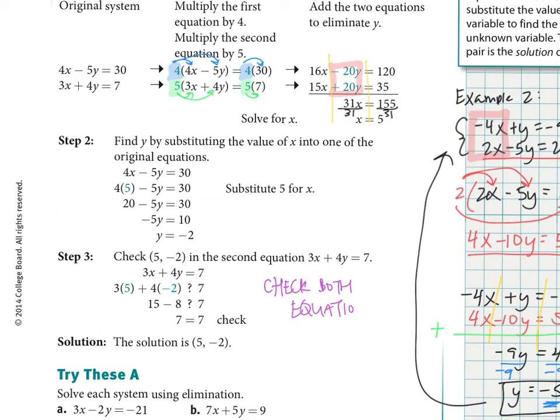I know they may have only done one here, but I know for my students, I always say check both equations to make sure that they balance, right? Like checks and balances. So in the end, after the check, they see, hey, they still got a solution of 5, negative 2. So we're going to try one of those problems right now.